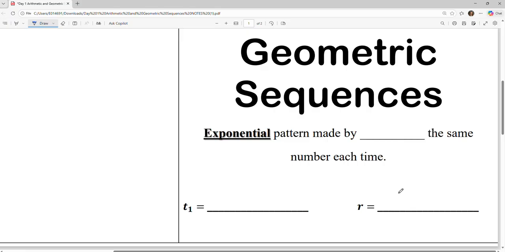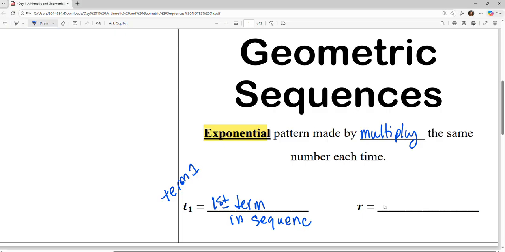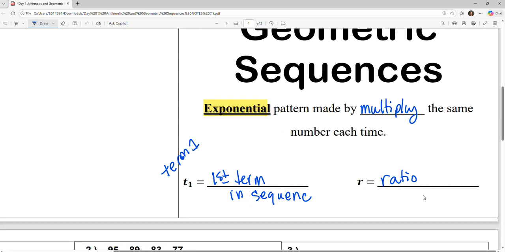Now we're going to go down to geometric sequences. Geometric sequences are an exponential pattern made by multiplying the same number each time. Now, T1 is term 1. That is the first term in the sequence. The R represents the ratio. That's the ratio between the terms. Okay.